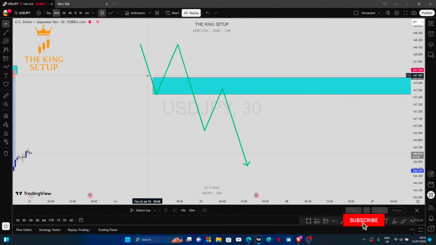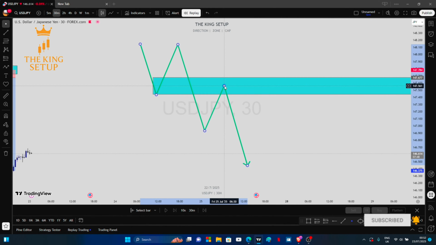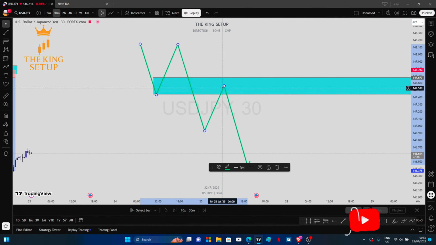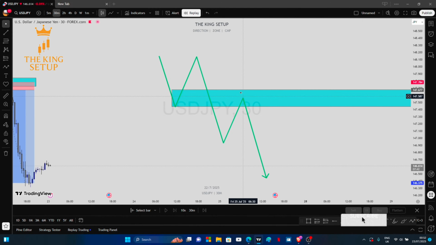So number one, after identifying this zone that has been broken, I will wait for the price to come back inside that zone or touch that zone, so that I can confirm using lower time frames, so that I can continue selling. Then if it was a buy, it would be vice versa.